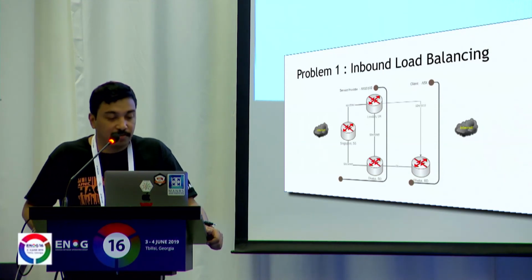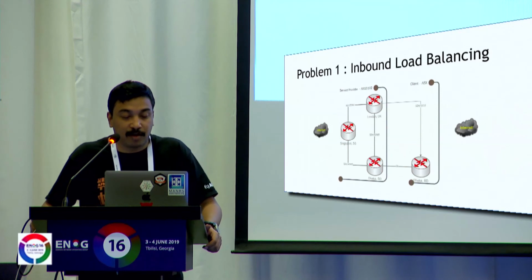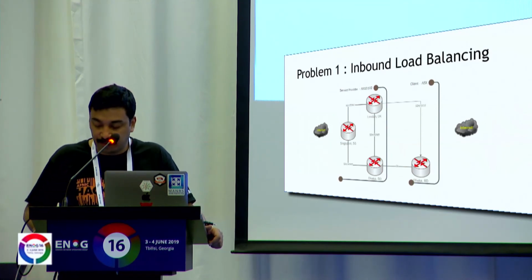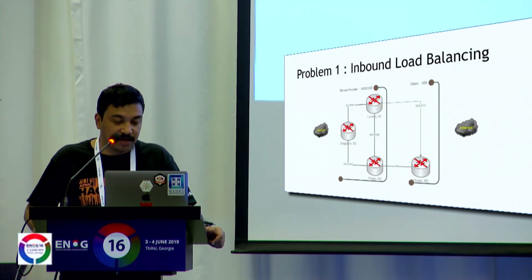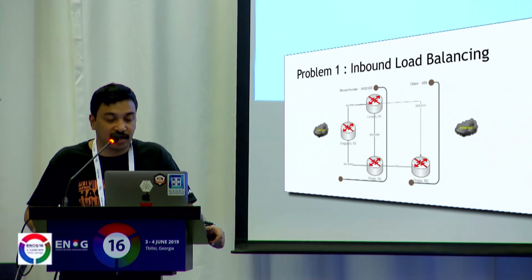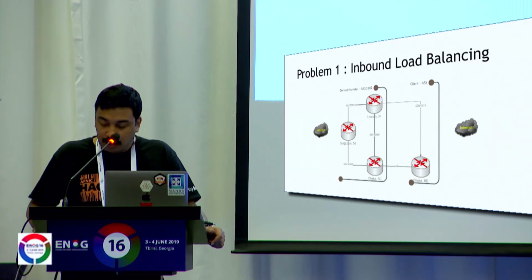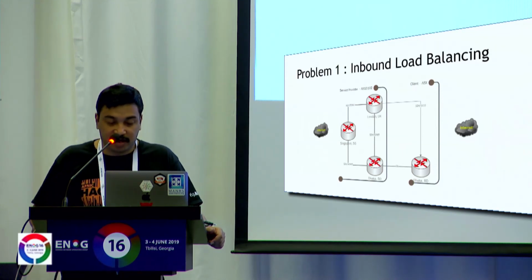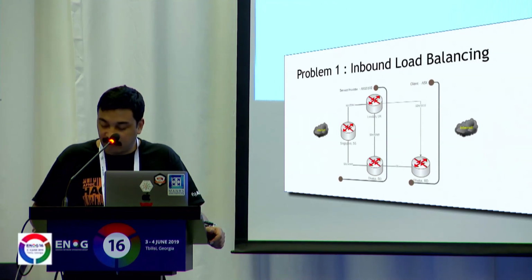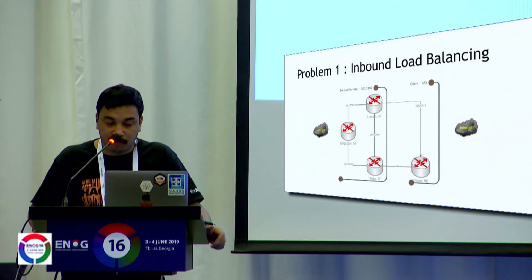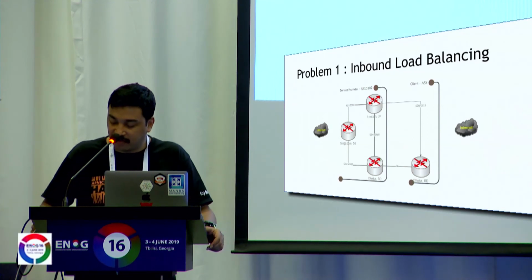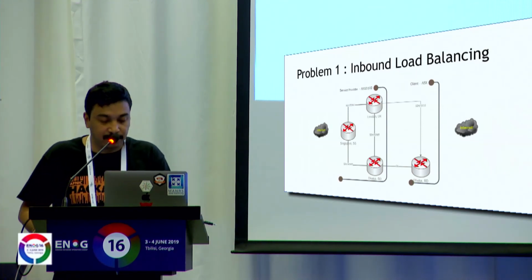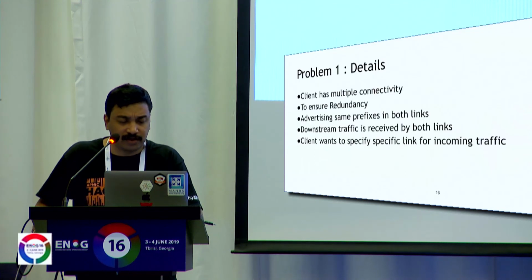So problem number one, that is inbound load balancing, how can we address it? The client is ASX and the service provider is AS10102. The client has multiple connectivity, and to ensure redundancy, they are advertising the same prefixes in both links, in London and in Dhaka. The downstream traffic is received by both links, but the client wants to specify a specific link for incoming traffic. So how can you solve it?